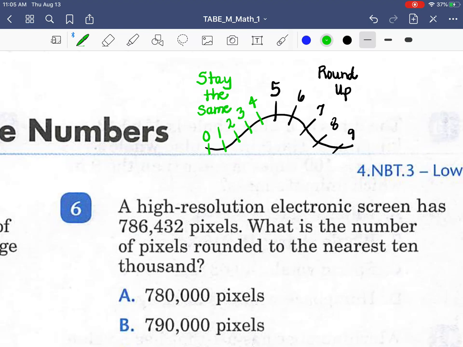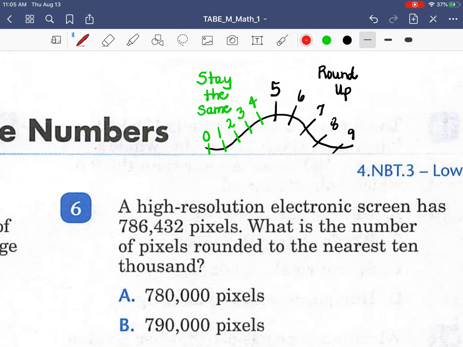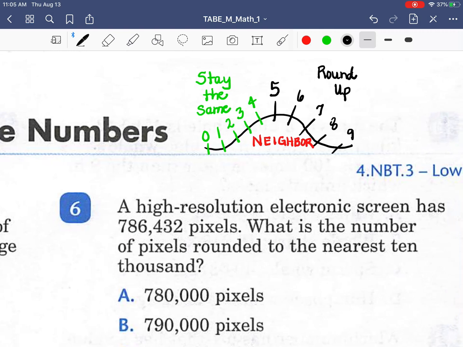And then here's the important piece that a lot of students forget or don't know. We are talking about the neighbor here. And I'm going to show you how this works, but I want you to remember that this is the neighbor that we're talking about. So let's take a look at number 1 and we'll apply the rule. It will make more sense once you see it.